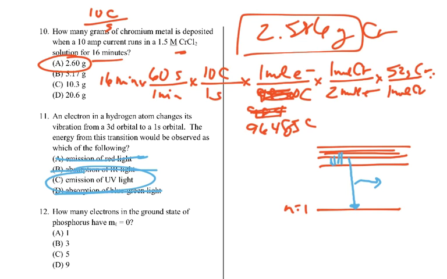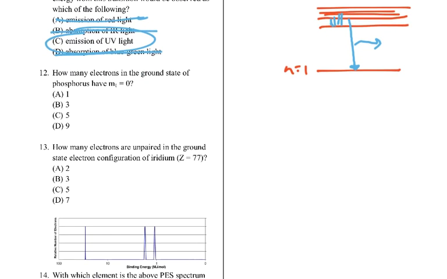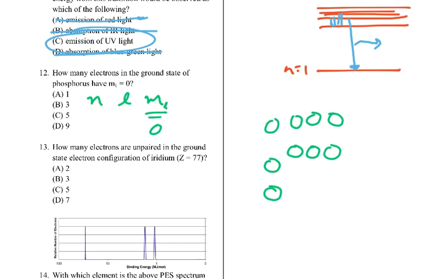Answer C. Okay, how many electrons in the ground state of phosphorus have m sub L equal to 0? Well, there we have to remember our quantum numbers. Remember quantum numbers n, l, m sub L, and there's also spin, but that doesn't really count at this point. So how many have m sub L equal to 0? Well, phosphorus is 1s2, 2s2, 2p6, 3s2, 3p3. And if we fill them in, 1, 2, 3, 4, 5, 6, 7, 8, 9, 10, 11, 12, 13, 14, 15, this is phosphorus.